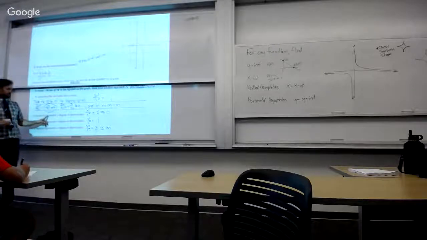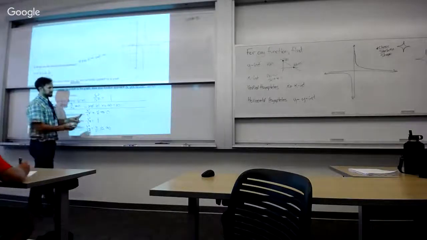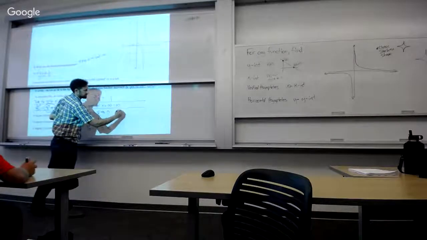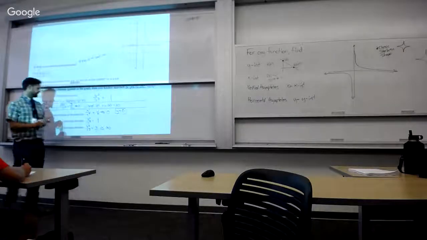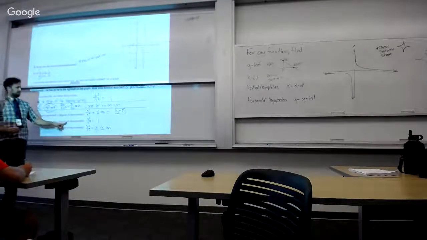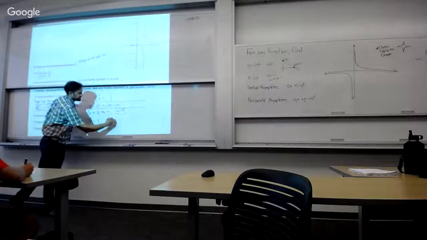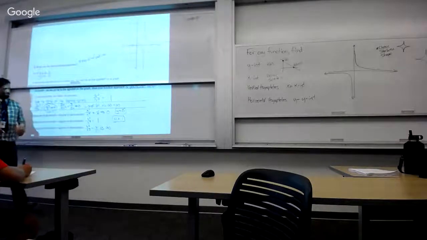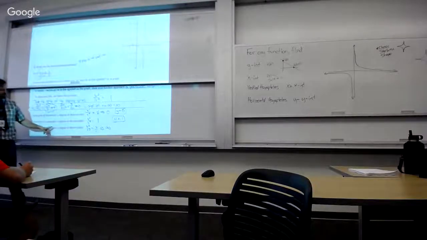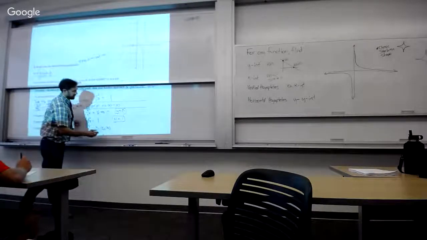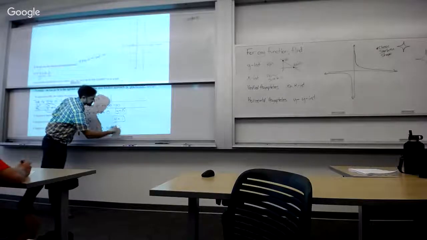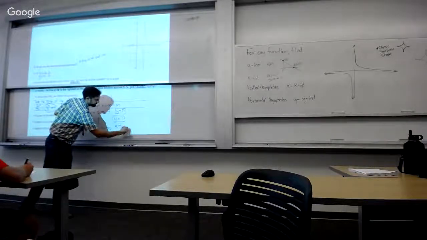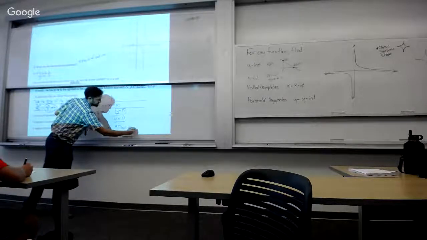If the degree of the numerator is less than the degree of the denominator, your horizontal asymptote is at 0. And if the degree of your numerator and the degree of the denominator are the same, then your horizontal asymptote is whatever that ratio is. You know, whatever the ratio of the coefficients was. Whereas if the degree of the numerator is bigger than the degree of the denominator, you technically have something special called a slant asymptote. And we'll talk about that in turn.